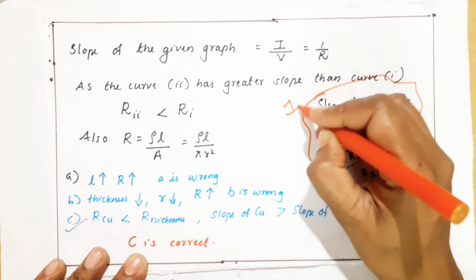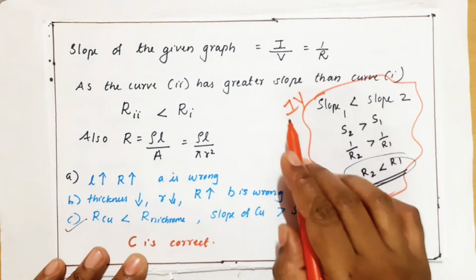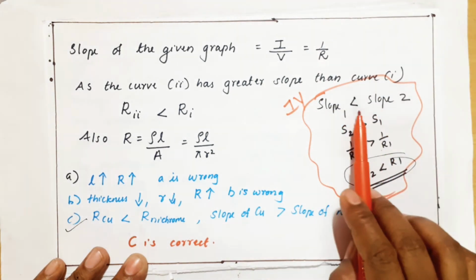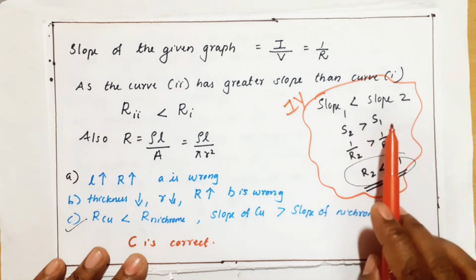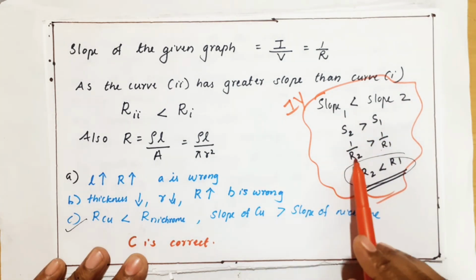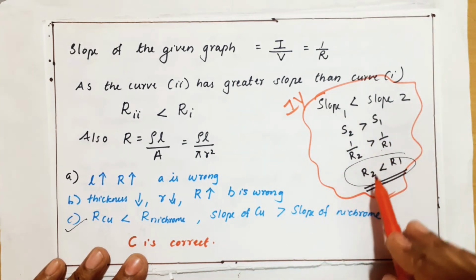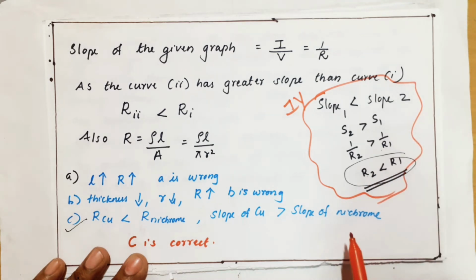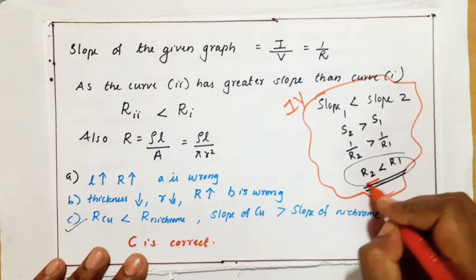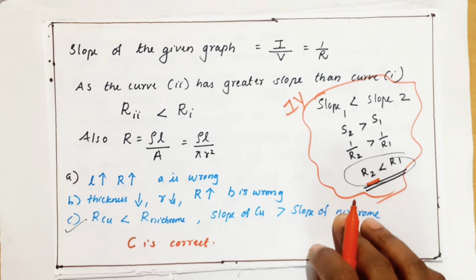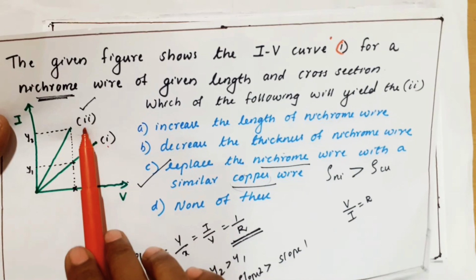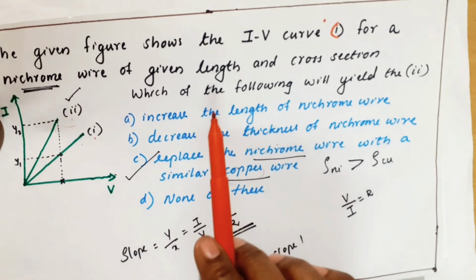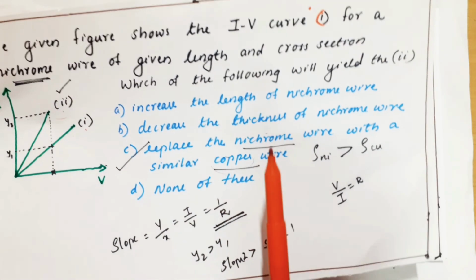This is for which graph? IV graph. For an IV graph, slope 1 is lesser than slope 2, or slope 2 is greater than slope 1, meaning 1 by R2 is greater than 1 by R1. It means that R2 is lesser than R1. So I should get a lesser resistance, only then will the graph go to slope 2. They gave the first condition: increase the length.